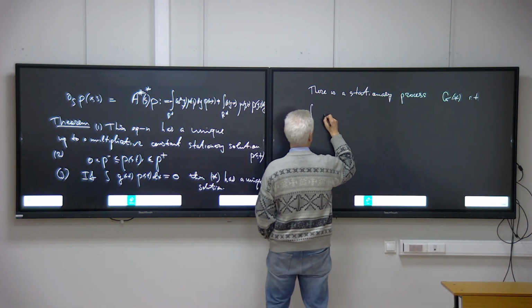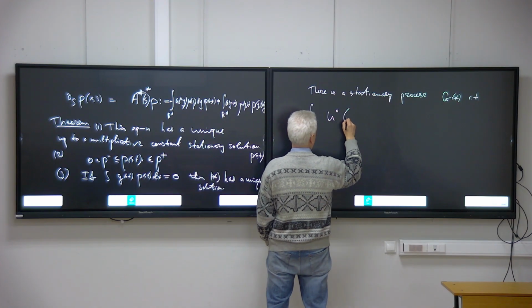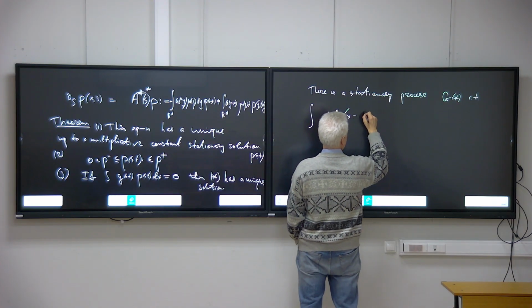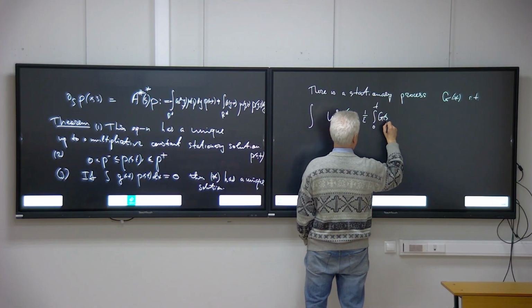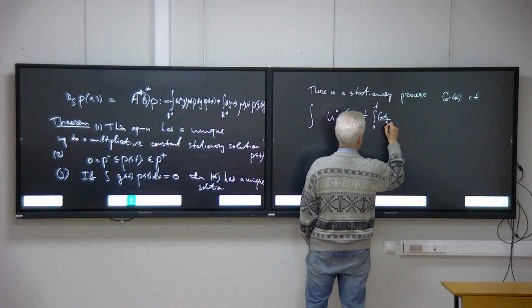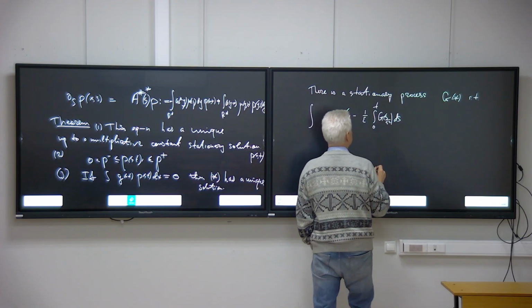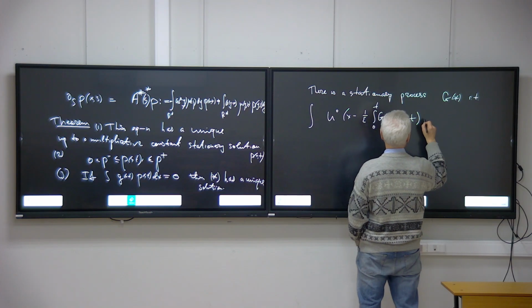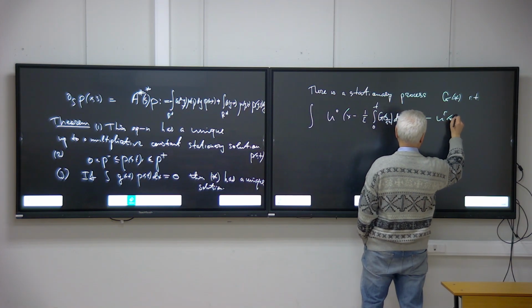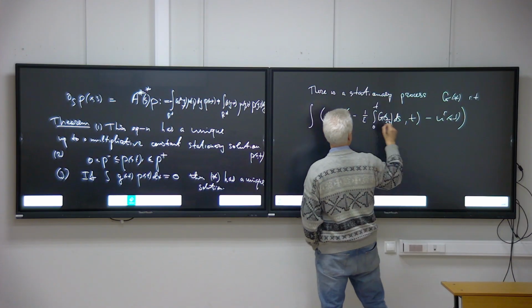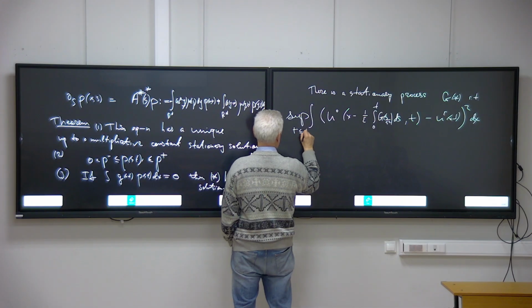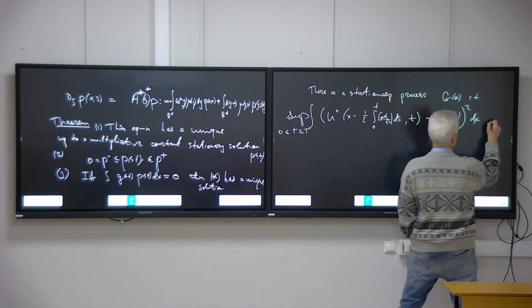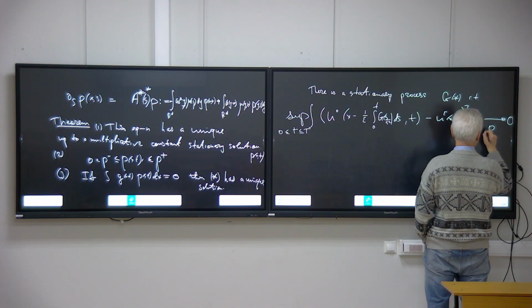the integral of u0 of x minus 1 over epsilon, integral from 0 to t of g of s over epsilon squared, t s, minus u epsilon of x t, squared, dx, supremum in t between 0 and capital T, goes to 0 as epsilon goes to 0.